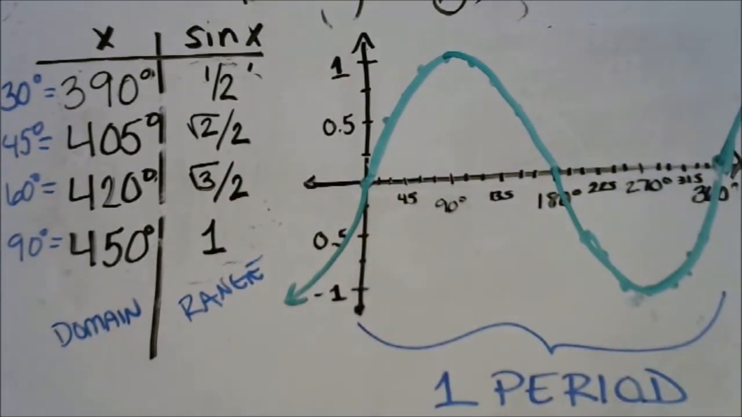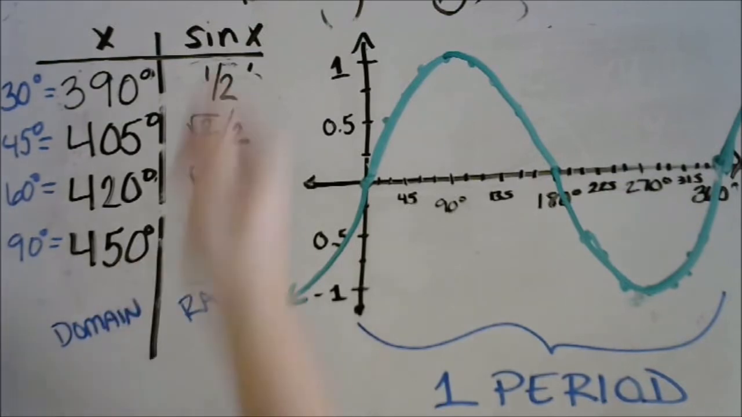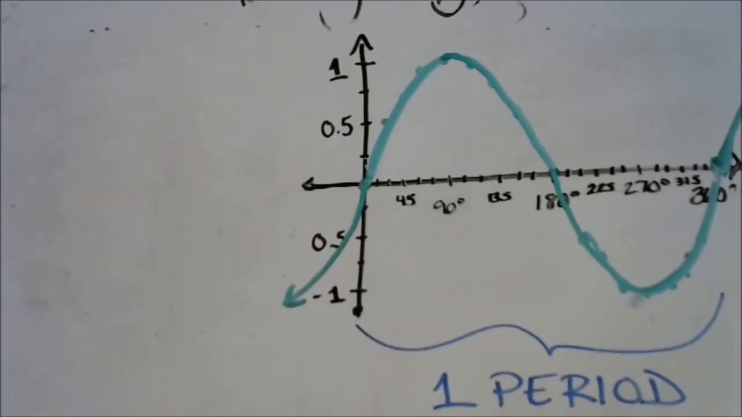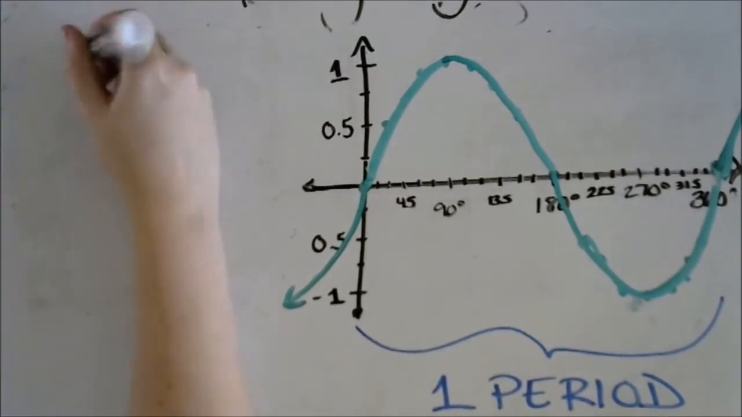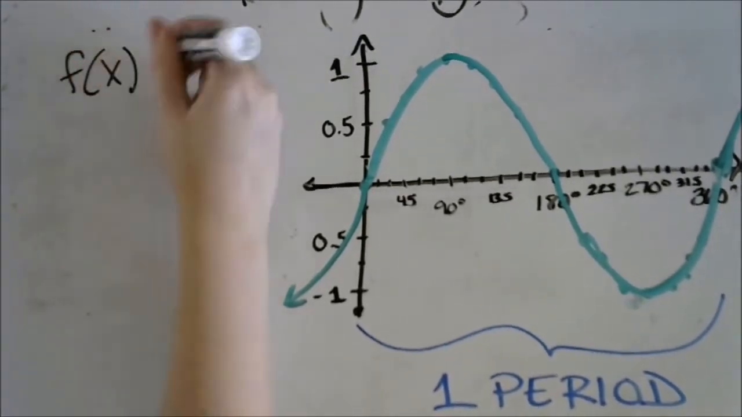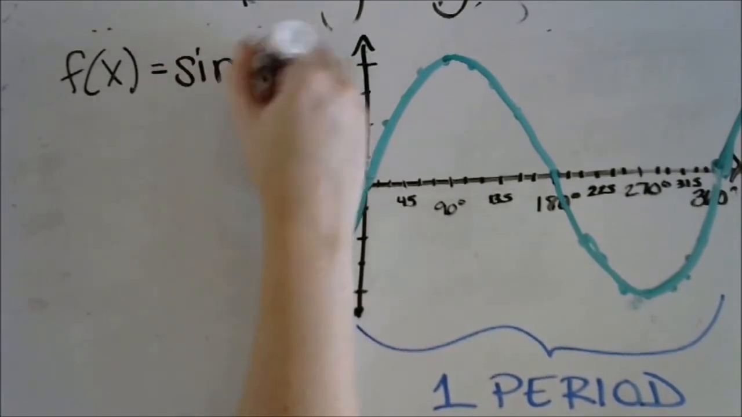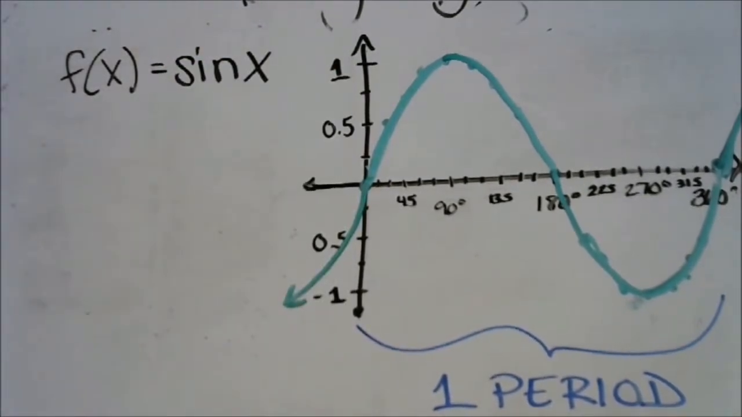before it repeats itself for another revolution. I'm going to erase this table on the side and just lay down some key information when you're graphing a sine function. F of x equals sine x. There's a few things to note. One, when you're graphing a function, I'm going to ask for 5 critical points. Critical points are minimums, maximums, and x-intercepts.